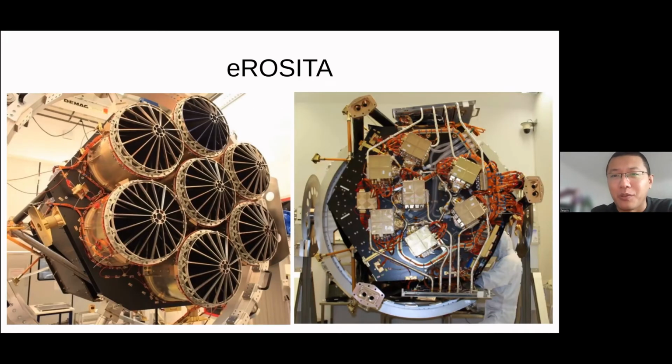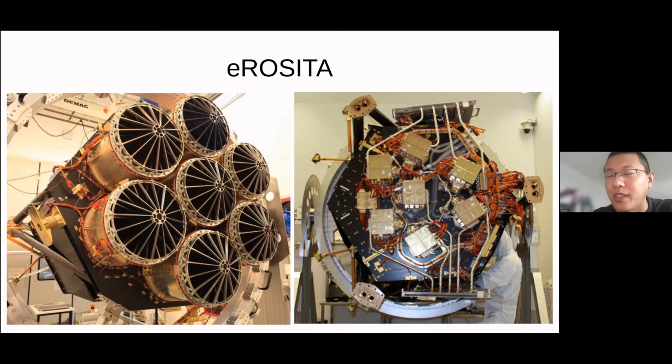First, I want to show you two photos of eROSITA. On the front side, there are 7 identical mirror modules. And on the back side, there are 7 almost identical CCD cameras. The major mission of eROSITA is to scan the sky for 4 years. The scanning strategy covers the full sky every 6 months, so that in the 4 years, it will scan the full sky 8 times.